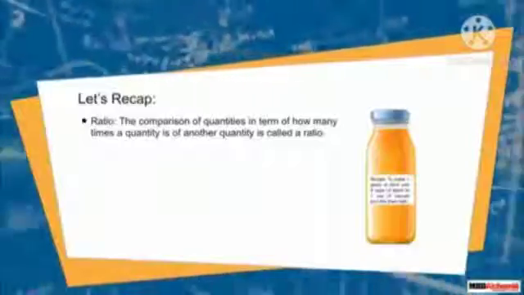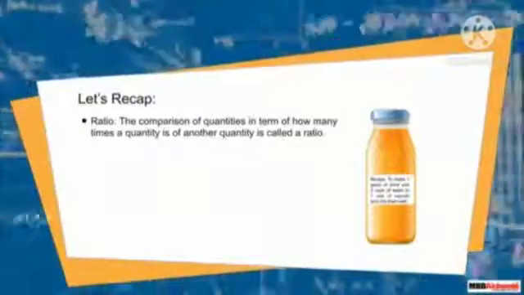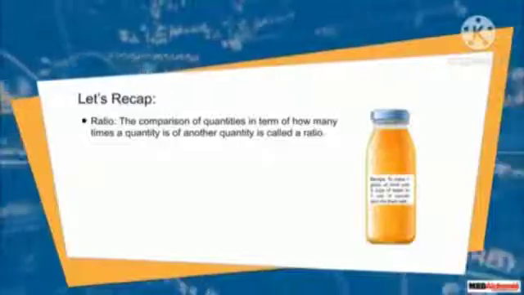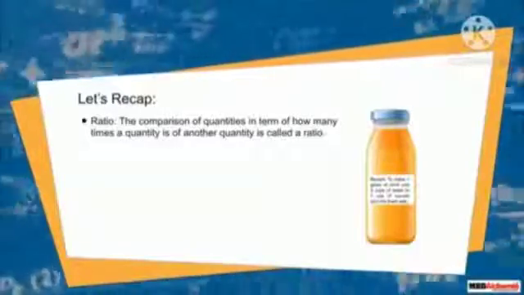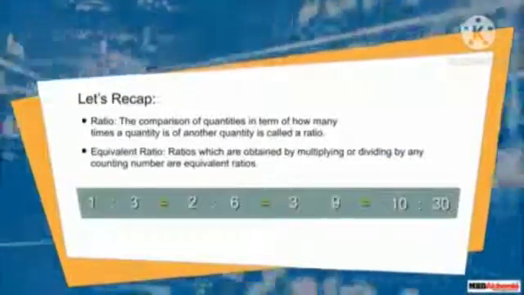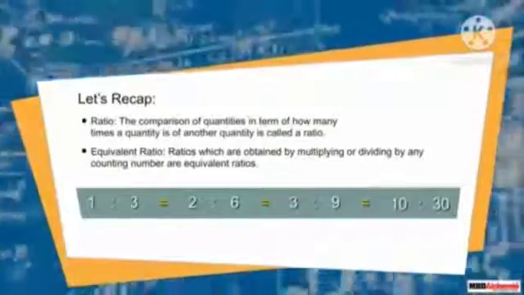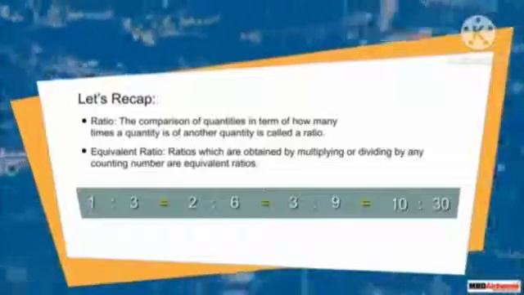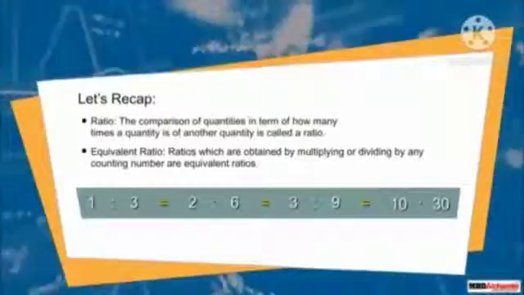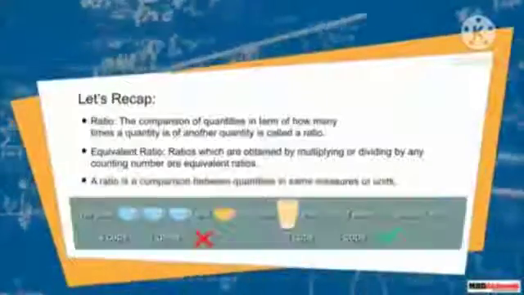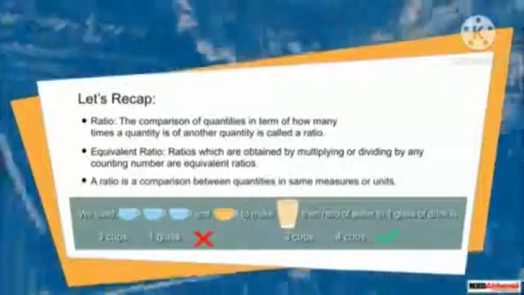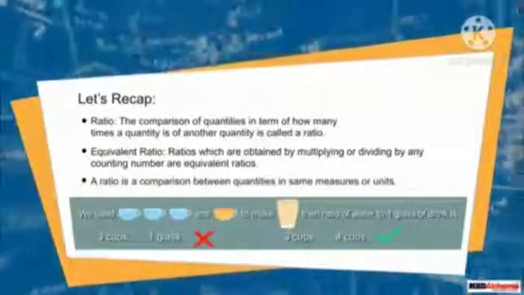Let's recap. Ratio. The comparison of quantities in terms of how many times a quantity is of another quantity is called a ratio. Equivalent ratio. Ratios which are obtained by multiplying or dividing by any counting number are equivalent ratios. A ratio is a comparison between quantities in same measures or units. I hope above topic is clear to all of you.